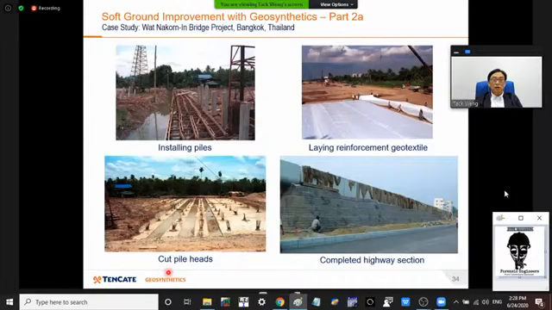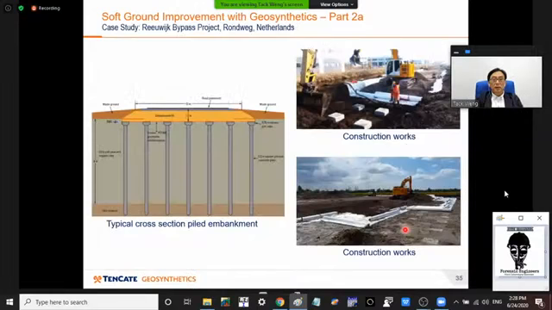The pile heads are cut off and ready for the casting of the pile caps, and the laying of reinforcement once the pile caps are done and filled in between, and then this shows the completed highway section. And this pile embankment has been around for more than 10 years and performing very successfully.